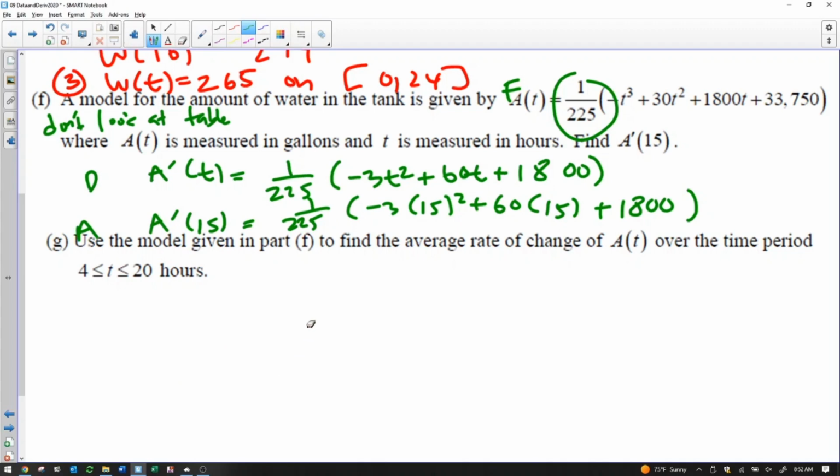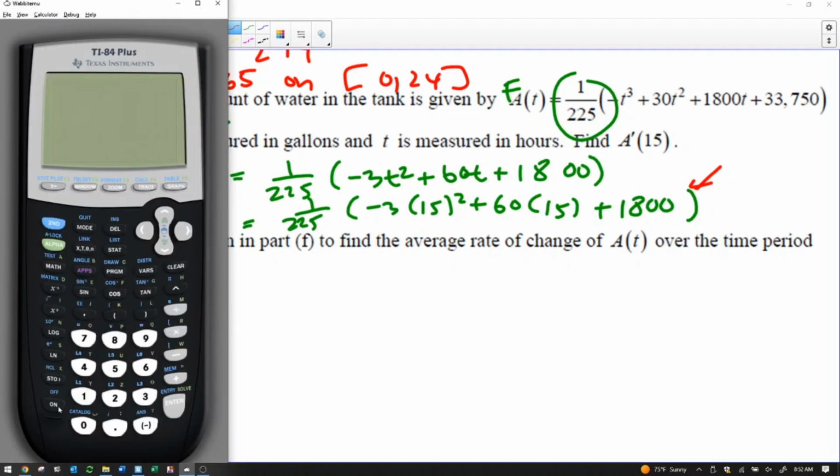If this is a free response, this is kind of nice. You see, you could stop right there. So I got all my numbers in. Okay, I can stop right there. Just make sure you got it right. If you had a calculator, though, so let's look at the calculator. If you had a calculator, what you could do, and I'm going to go ahead and show you how to do this.